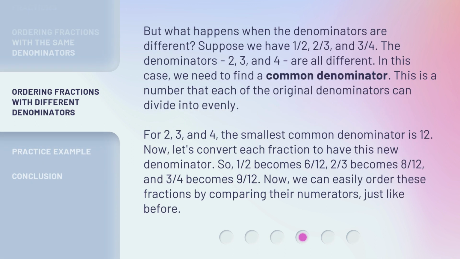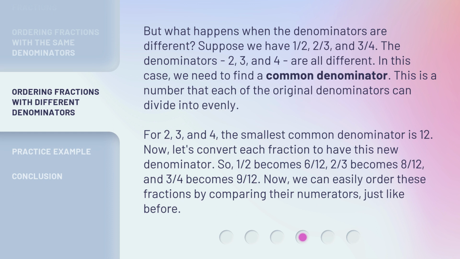But what happens when the denominators are different? Suppose we have 1/2, 2/3, and 3/4. The denominators 2, 3, and 4 are all different. In this case, we need to find a common denominator. This is a number that each of the original denominators can divide into evenly. For 2, 3, and 4, the smallest common denominator is 12.